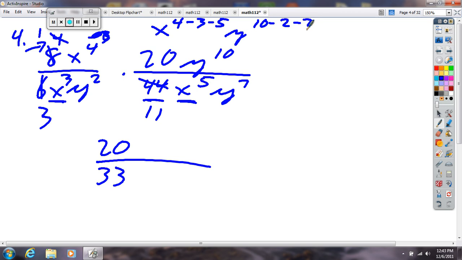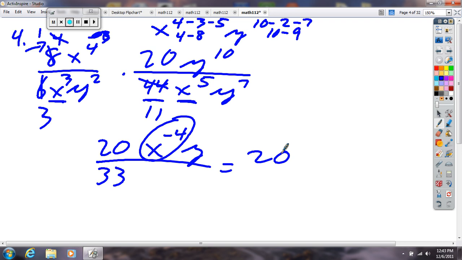So, coming down to the answer, what do I have for x's? Well, up here I have 4 minus 8, negative 3 and negative 5. So that's x to the negative 4. I have y, it's 10 minus 9. So it's y to the 1st power. That's okay if they don't say anything. If they say positive, you have to move this one down. So you end up with 20 y on top and 33. And the x moves to the bottom, becomes x to the positive 4. All right, and there's your answer.